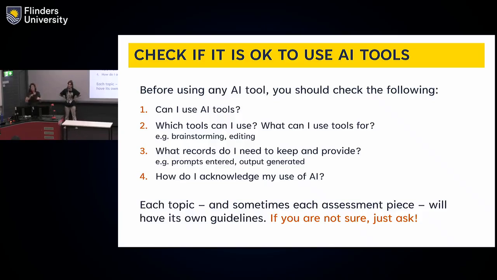But the degree to which AI can be used changes from assignment to assignment and from topic to topic and discipline to discipline. So it's really important to check, firstly, what can I use it for? To what level can I use the tool? Can I use it for brainstorming? Can I use it for editing? Can I use it for helping me with my references, those kinds of things? And specifically, are there any tools that I'm supposed to be using? They might tell you, you are allowed to use Copilot, and that's all. You're not allowed to use any other tools. Do I need to keep records?